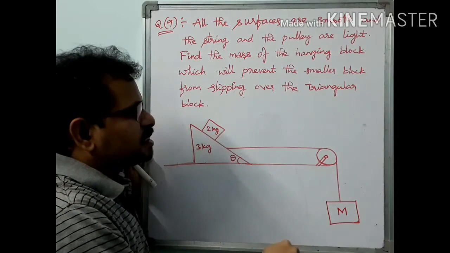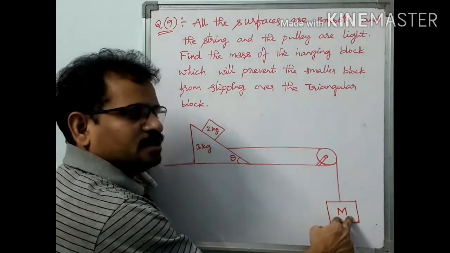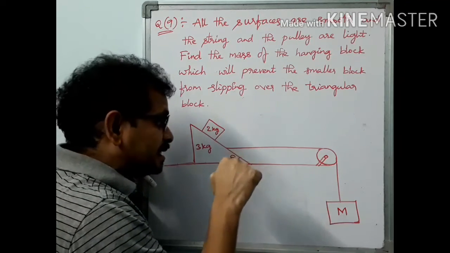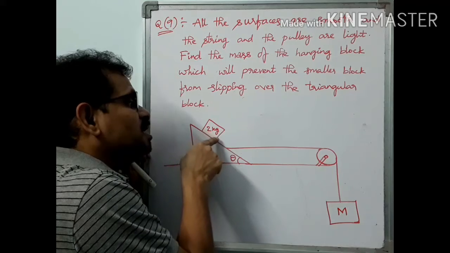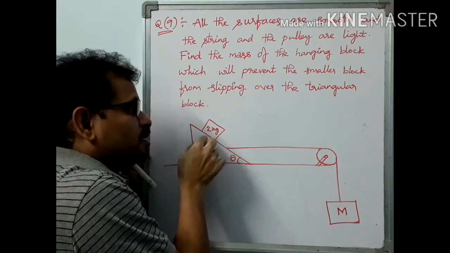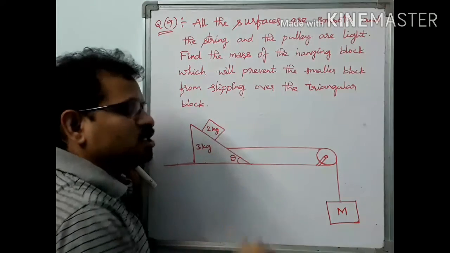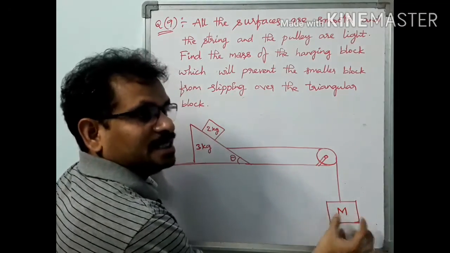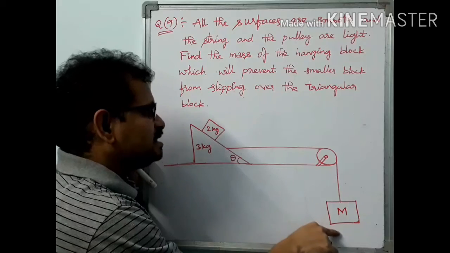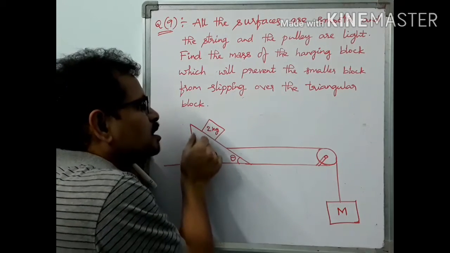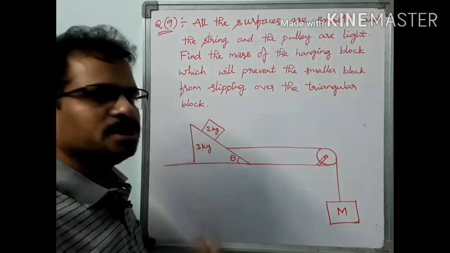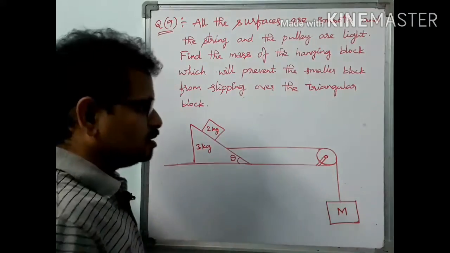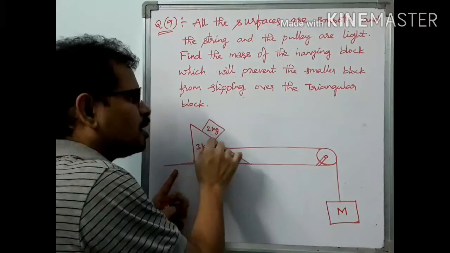What is he asking us? What should be the mass? In which case? In the case where this 2 kg block, the small block, does not slide down this wedge here. So we should choose a mass capital M such that this 2 kg block does not slide over this one. It seems a bit complicated, but this is very simple if you understand it properly. So we should take care that this block does not slip down.